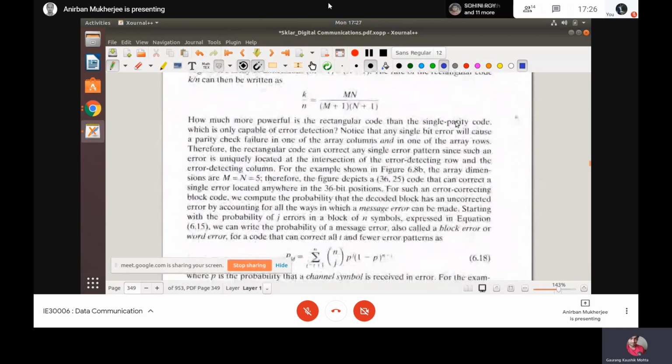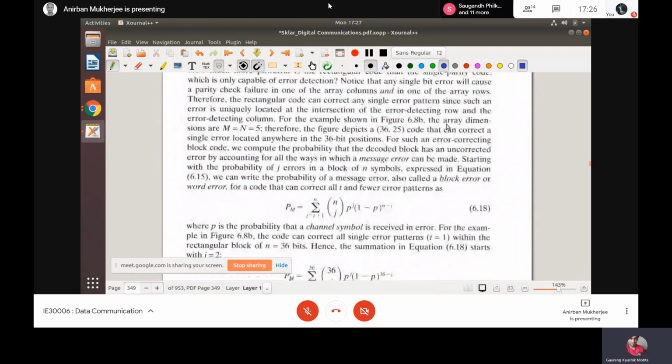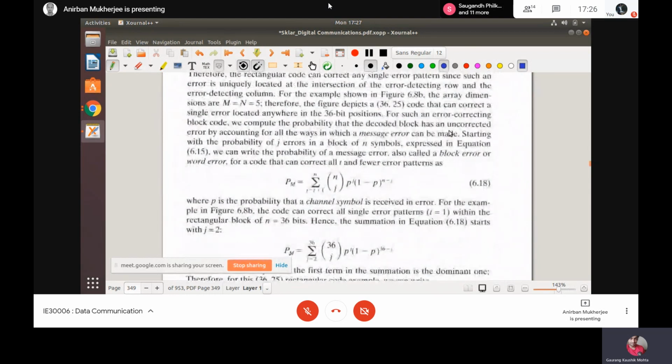And similarly you can calculate certain message error kind of thing. So please study that on your own. It is the same thing.